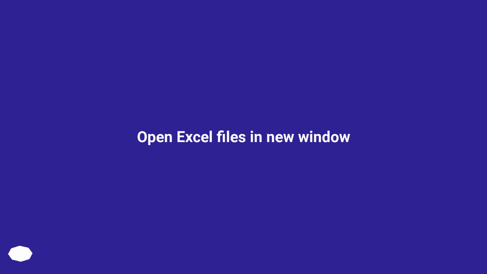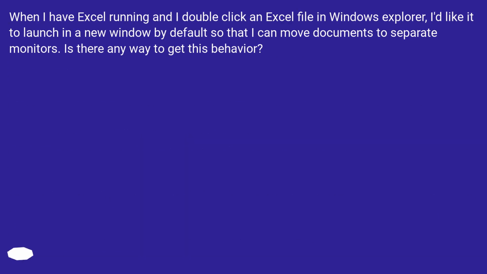Open Excel files in new window. When I have Excel running and I double-click an Excel file in Windows Explorer, I'd like it to launch in a new window by default so that I can move documents to separate monitors. Is there any way to get this behavior?